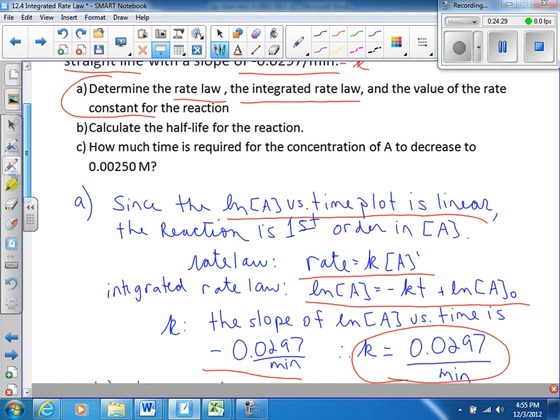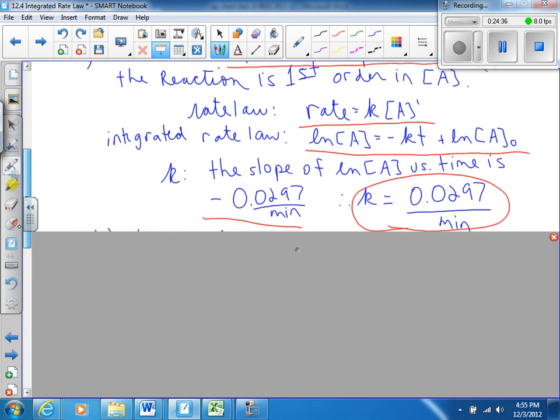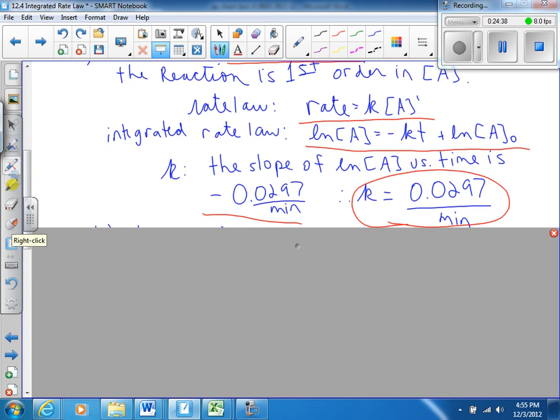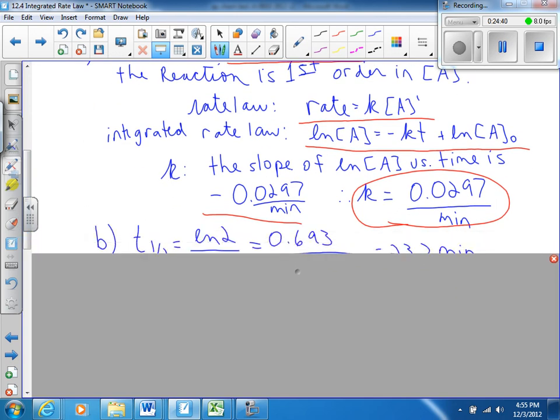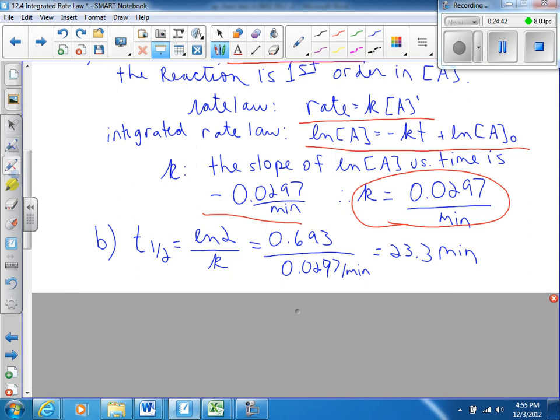Okay, next thing, we want to calculate the half-life. Well, wait, that's so easy. ln of 2 over k equals t1/2. Go ahead and pause if you want to calculate it on your own, or here it's solved out for you. t1/2 is just ln of 2 over k. I plug in my k value and solve, 23.3 minutes.